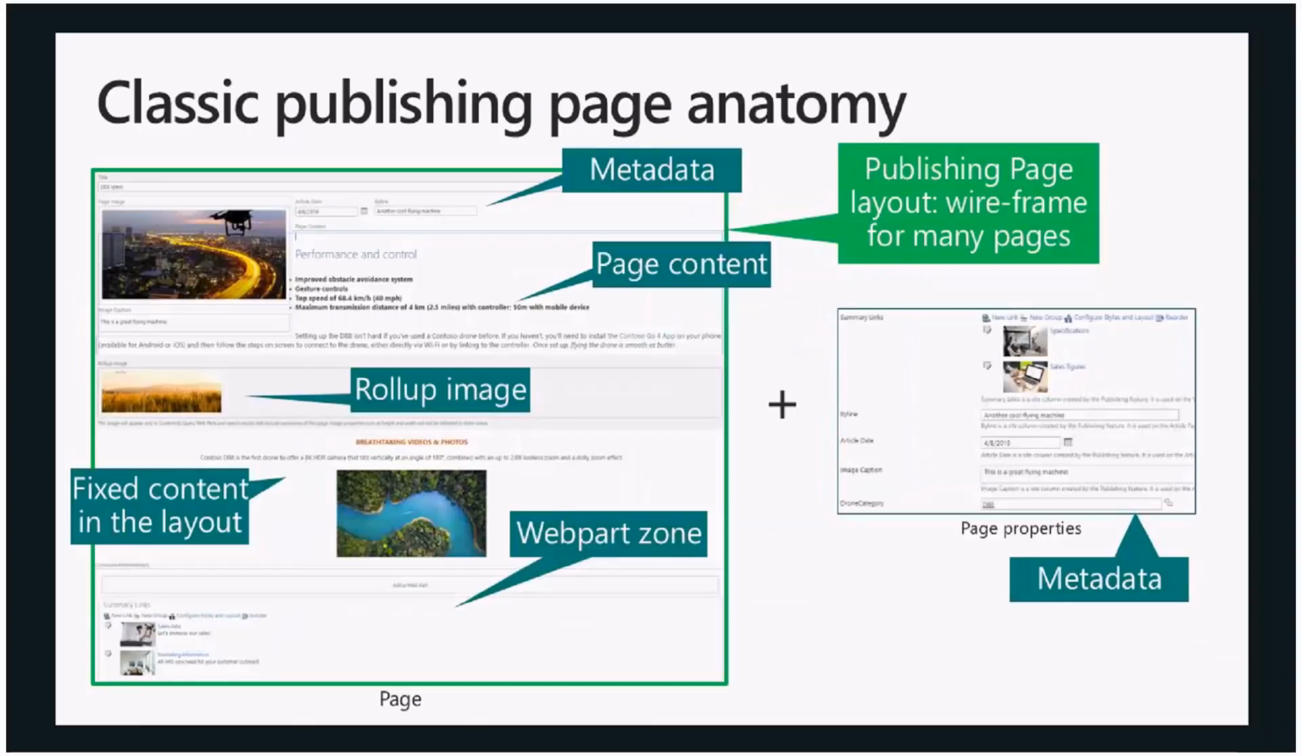Obviously, there's content, rich text content. There is a roll-up image. So if you roll up news or roll up pages using content by query or content by search, this image can be used to show a nice graphic. There's also a possibility to have a fixed web part in the page layout. So if people want a particular piece of content appearing in every page based upon a particular page layout, then they put it as a fixed web part inside the page layout. So that's an option.